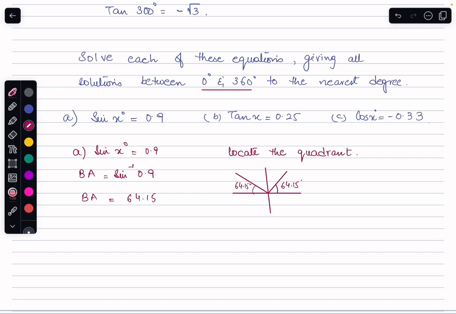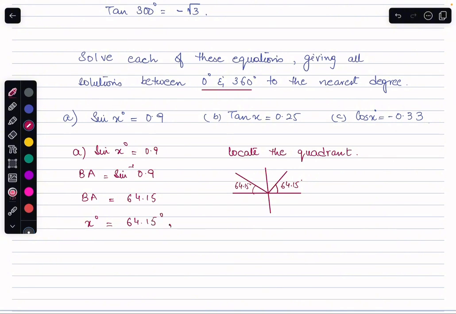Now what I can see here is that the angles are in the first quadrant and the second quadrant. Therefore, there are going to be 2 general angle x values, and the first one is going to be in the first quadrant. Obviously, it's just going to be 64.15.